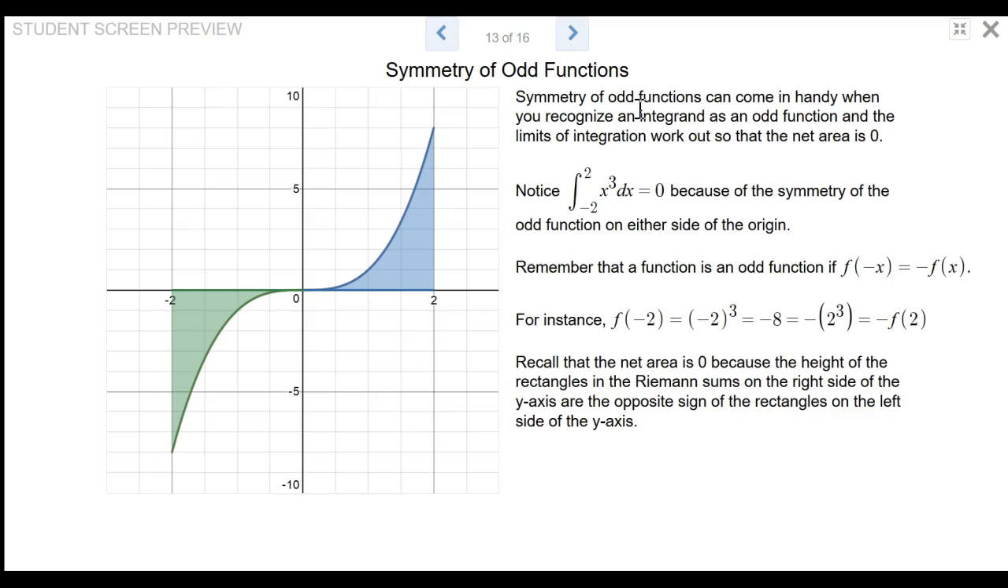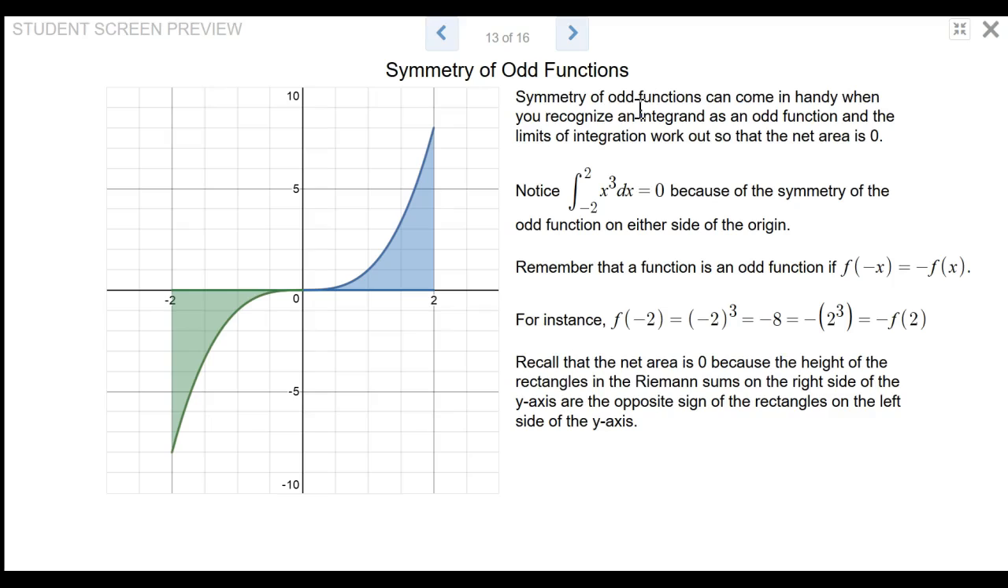Another thing that helps with integrals that you don't know how to find the antiderivative of is to recognize when the integrand is an odd function, and you can use symmetry to solve it. So remember that an odd function is symmetric about the origin. We've seen this before when we looked at Riemann sums.